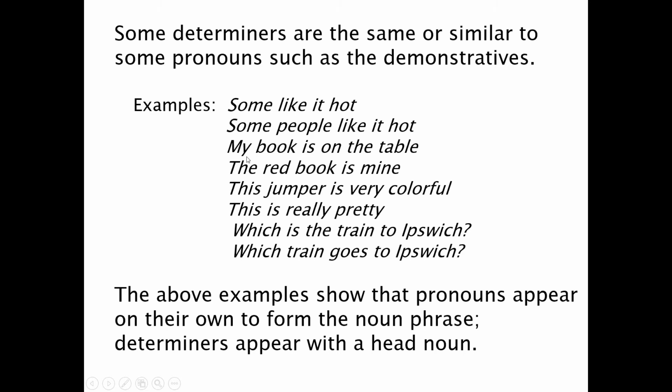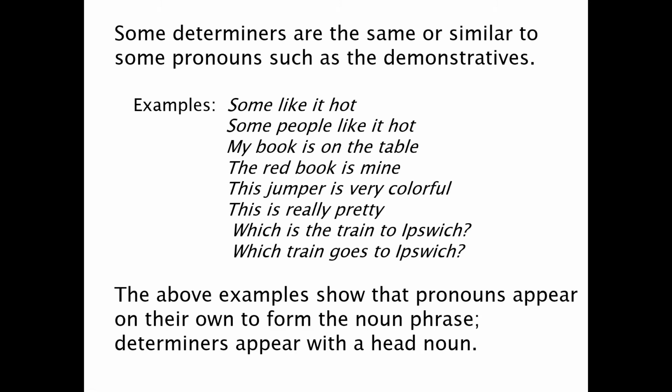My book is on the table. Okay, we have the possessive adjective. My book is on the table. The red book is mine, so that is a possessive pronoun. This jumper is very colorful, so this is part of the noun phrase. Jumper is the head noun, so that is a noun phrase. This is really pretty, so this is a noun phrase. It's not part of it.